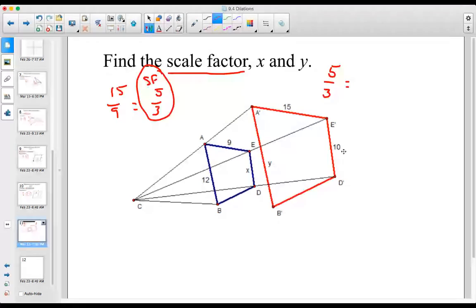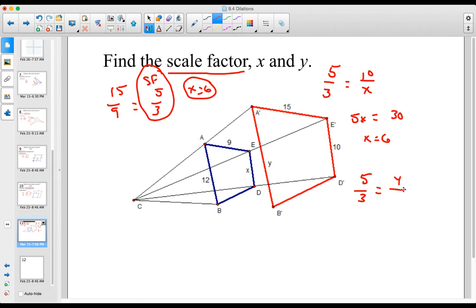Big to small is 5 to 3. X, or that's going to be 10 to x. And I know that because E prime D prime corresponds to ED. Cross multiply, 5x equals 30. Divide by 5, we get x equals 6. Let's do the same thing for y. Big to small, 5 to 3. Y is my big side though, so that goes on top. And the corresponding side to y, AB, is 12. Cross multiply, 3y equals 60. Divide by 3, y equals 20.